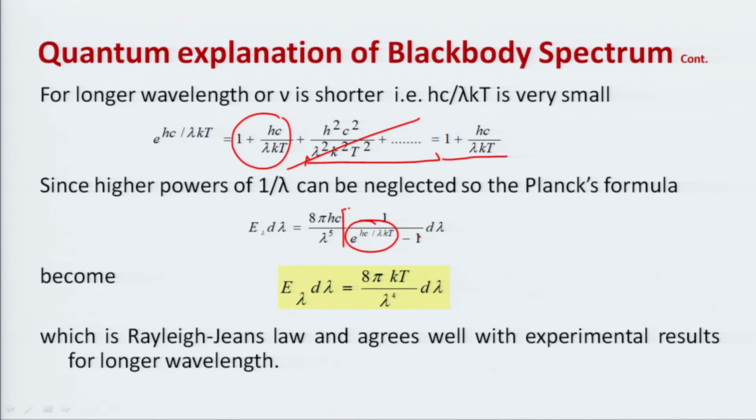Instead of this one, we have h c by lambda k t, and h c will be cancelled out, and we have E lambda d lambda is equal to 8 pi k t upon lambda to power 4 d lambda, which is again Planck's law converted to the Rayleigh-Jeans law, and that agrees well for the longer wavelength.